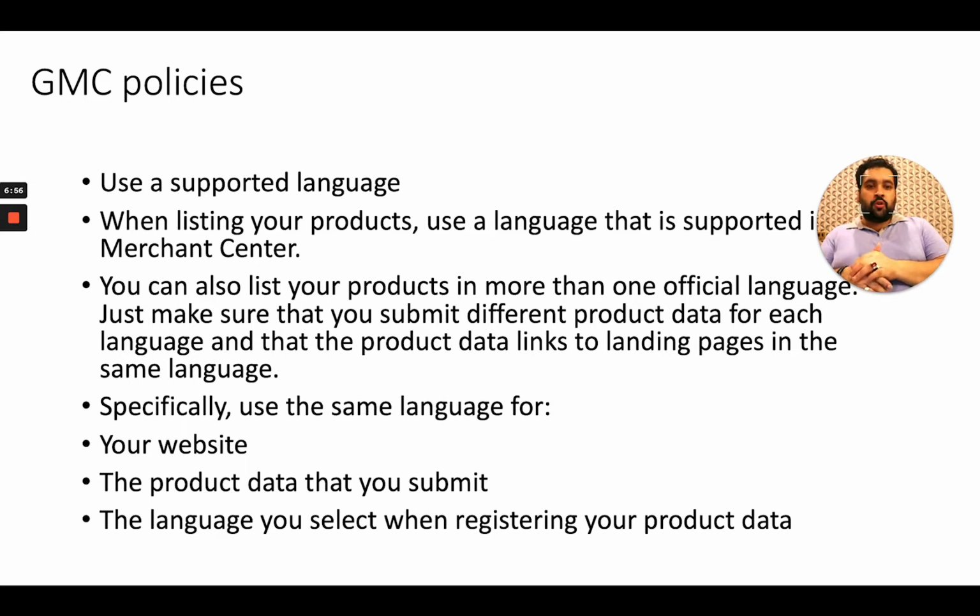So make sure that you add different product data for each language, and the product data links to landing pages in the same language. Also, your website should have the same language, or a separate page for that language. For instance, if I am promoting the same website for Canadian people as well as for Netherlands people and Spain, Spain people use the Spanish language and Canadian people use the French language. So I need to have two variations of my website. I can create different folders, and there is software available which can create different languages for your website.